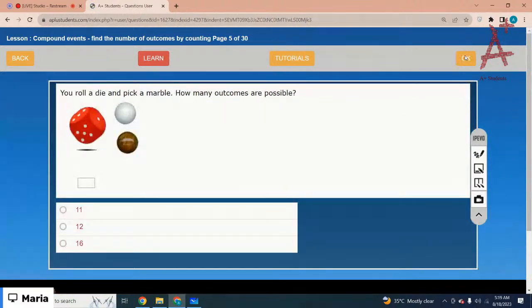You roll a die and pick a marble. How many outcomes are possible? Which is the correct option? When you roll a die, you have six outcomes, and for the marbles, you have just two outcomes. So 6 times 2 is 12. The correct option is 12.